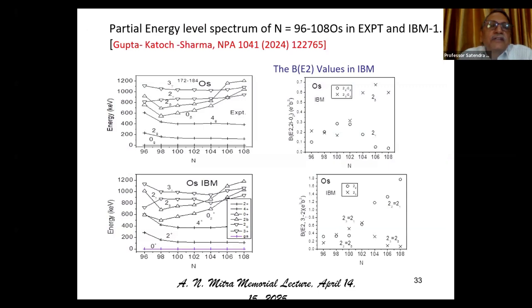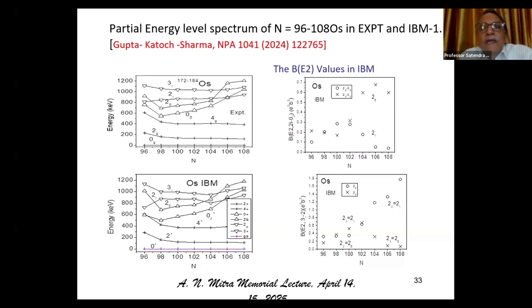Now here, the partial energy level spectrum of N equal to 96 to 108 of osmium is represented. On the upper left side is the energy spectrum from experiment, while the lower one is from IBM. If you go from 96 to 98, for the energy of 2 gamma, there is a crossing of 2 gamma and 2 beta. It is represented well here in the IBM, as well as the variation of the energy with N for different levels.